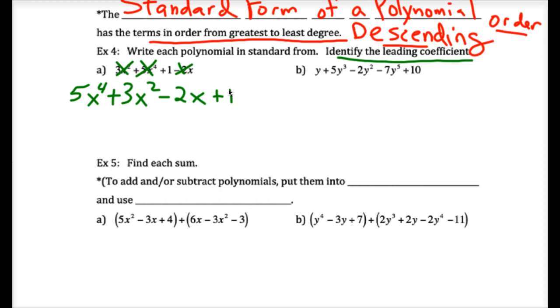No. Why not? Different exponents. Yeah, they're not like terms. Guys, look at that. That's descending order. Does that make sense?